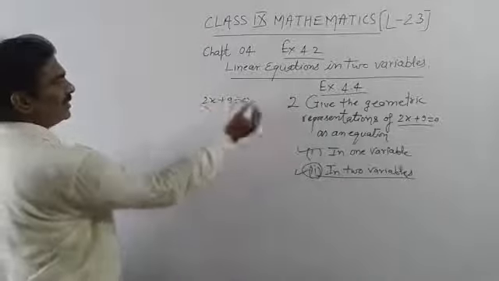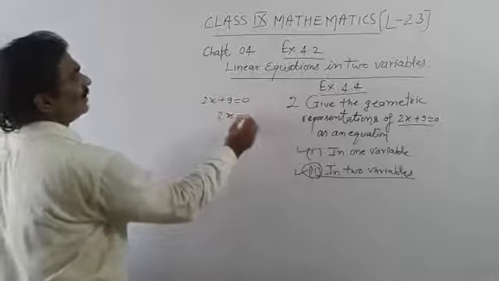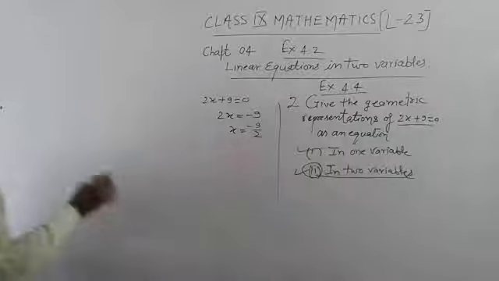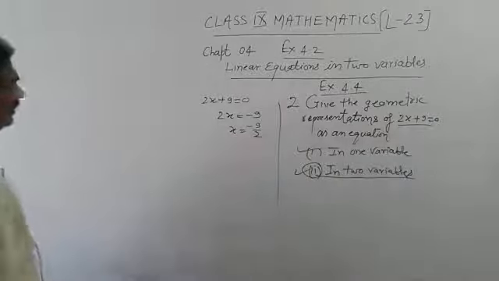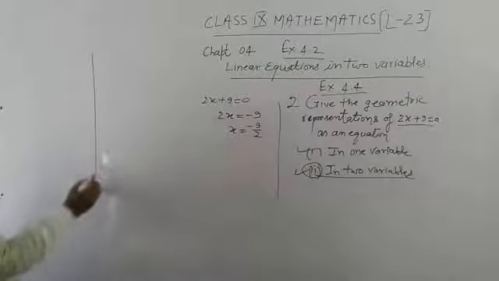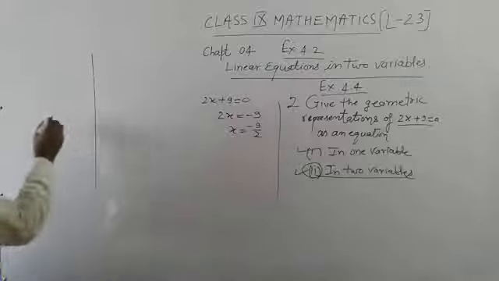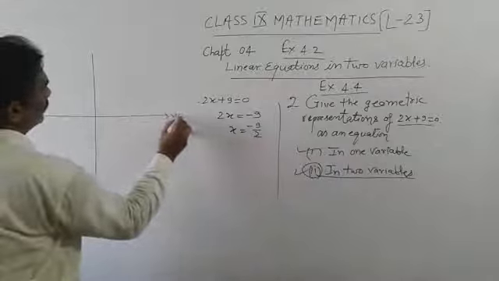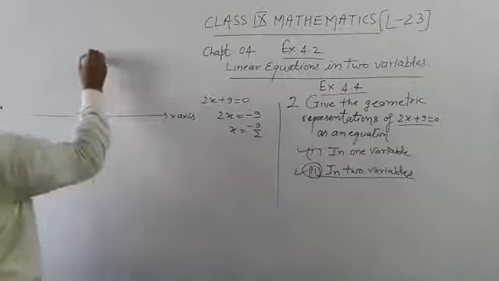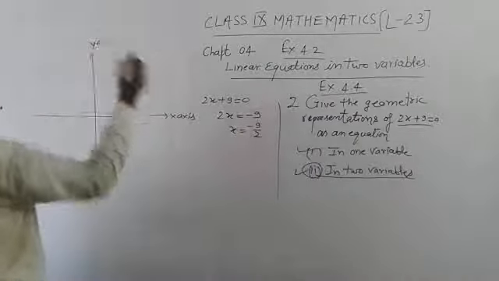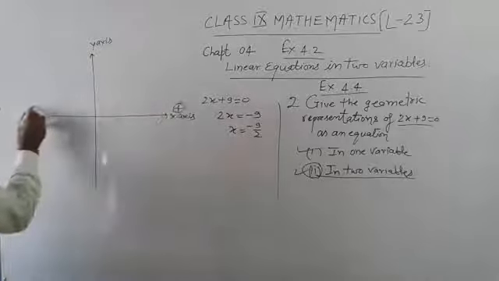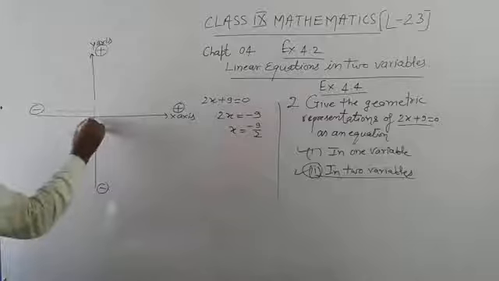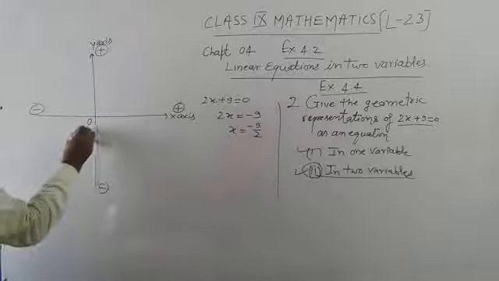So 2x plus 9 is equal to 0, that is 2x is equal to minus 9 or x is equal to minus 9 upon 2. Okay students, to represent it, first of all we should draw two axes, x-axis and y-axis. X-axis positive side, negative side, y-axis positive, negative. This is the origin whose coordinates are 0 and 0.